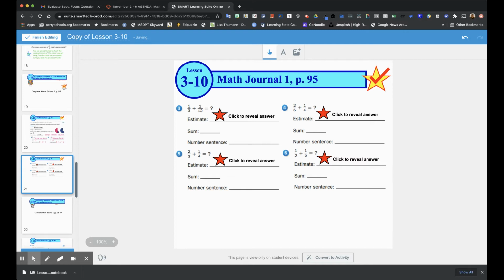We have 4 more problems for you to practice with. So we have 1/3 plus 1/12, 2/6 plus 1/4, 2/3 plus 1/4, and 1/2 plus 1/5.